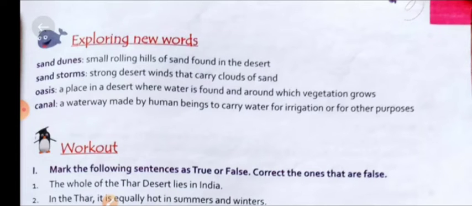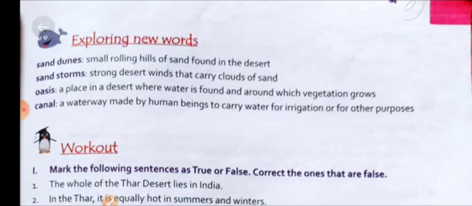Oasis: a place in a desert where water is found, around which vegetation grows. Okay, canal: a waterway made by humans to carry water for irrigation or other purposes. Canal means a system made by humans to carry water to the field to grow the crops.